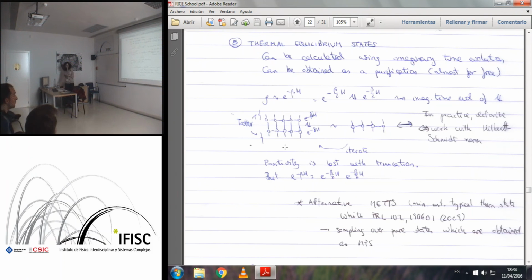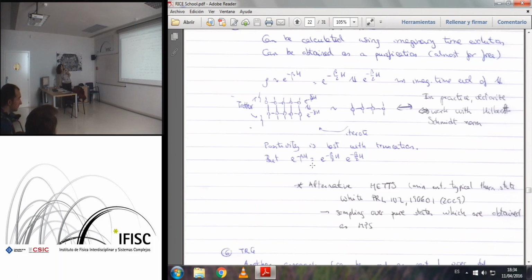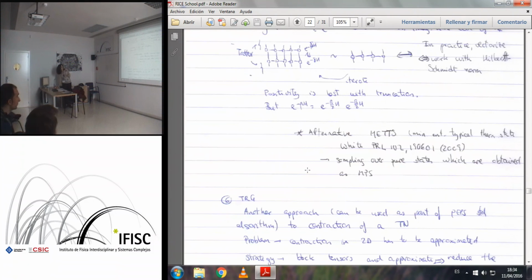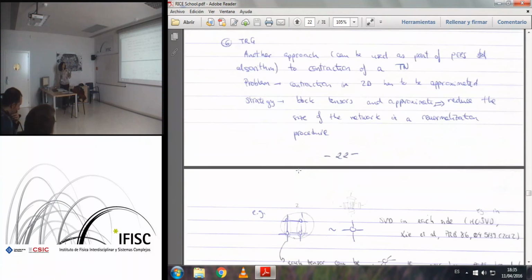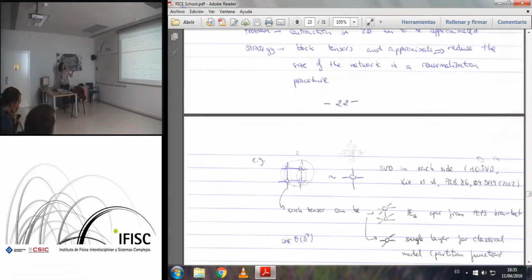Okay, there is an alternative algorithm proposed more recently by Steve White to approximate thermal states by sampling over several MPSs. And I'm already stopping, so I just mention that there is another algorithm for contraction of tensor networks, which is this tensor renormalization group. There are several flavors of this already. This was developed also in more recent years. And it defines a new strategy to contract a tensor network. Maybe I just show you the picture, that's a good thing.